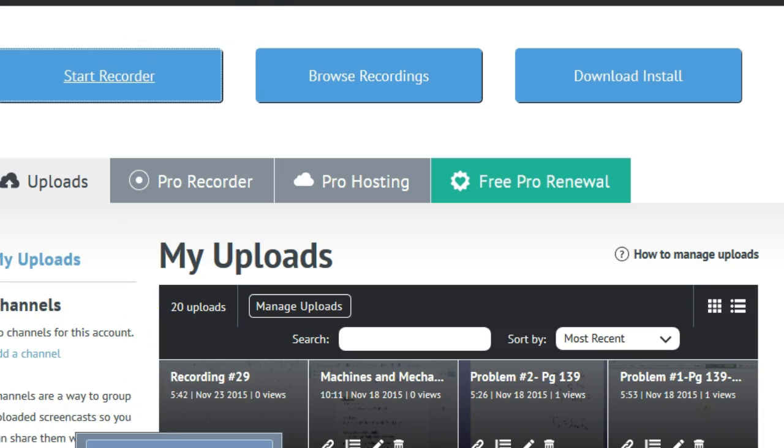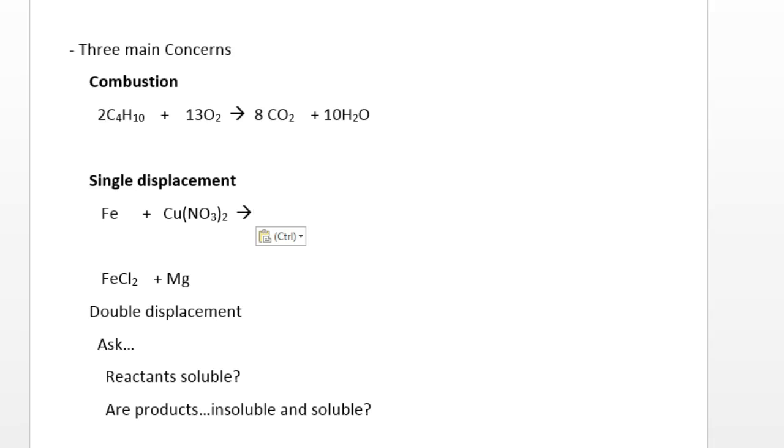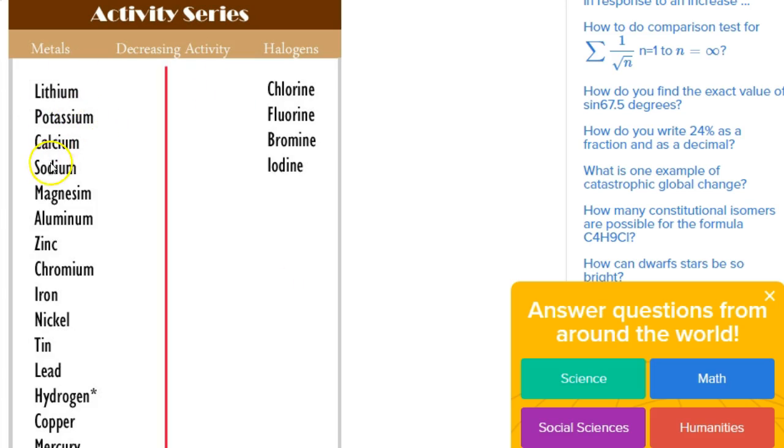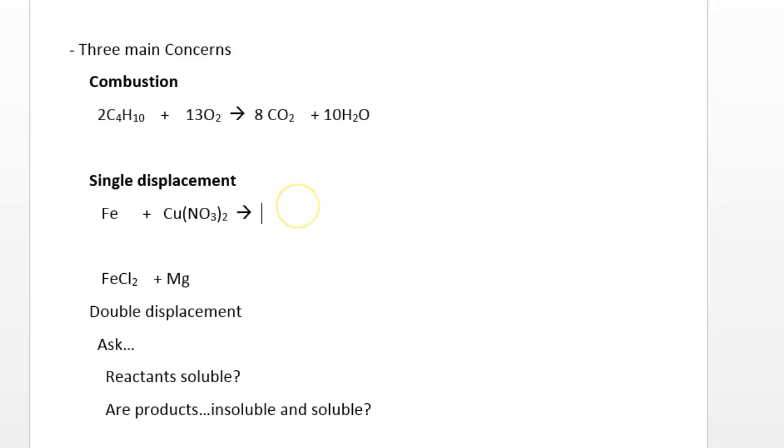Let's see if we can go find it. Right here. So we're going to ask iron. Where's iron? There's iron, and there's copper. So iron is higher, so then we know that it's going to react. So then we can rewrite it. I'm going to leave a little space here. I'm just going to copy this one real quick, and then we're going to have copper by itself.